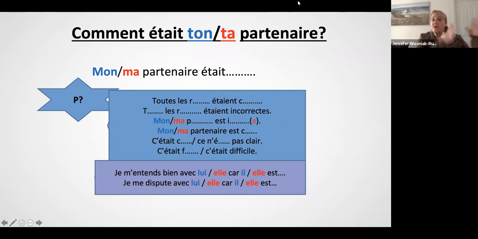So we've done it within the topic of family, but what is key for me is that I want them to reuse those structures all the time, because when they sit their GCSE, "je m'entends bien, je me dispute" is one of the complex structures. So using it when they comment on each other right at the end of the lesson is a great opportunity for them to practice those structures, and then it becomes second nature.